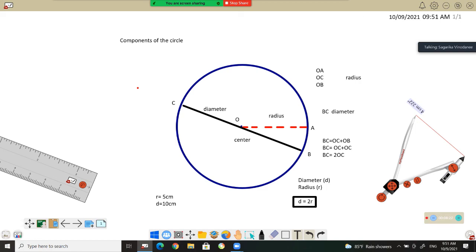After that, twice radius equals a diameter. There are an infinite number of diameters we can draw. An infinite number of radii we can draw in a circle. The same theory we can apply to all those diameters and circles.